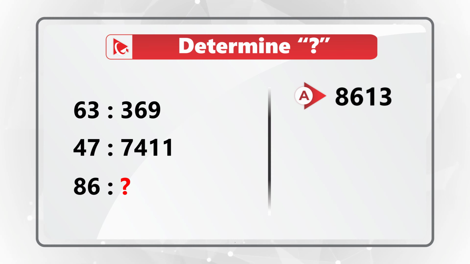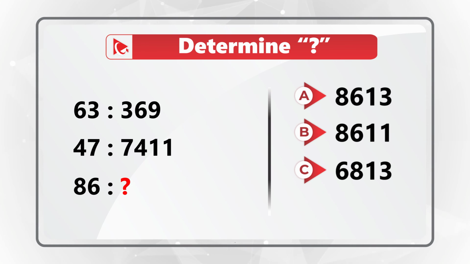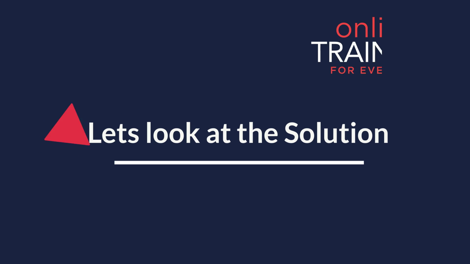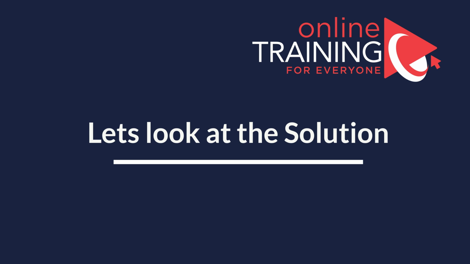Choice A, 8613. Choice B, 8611. Choice C, 6813. And then choice D, 6814. Do you see the answer? Give yourself a little bit of time to see if you can come up with the solution. Ready or not, I can't wait, and I'm moving forward to reveal the final solution to you.